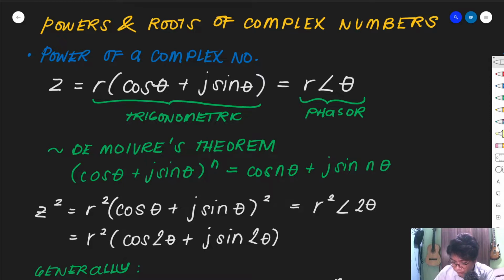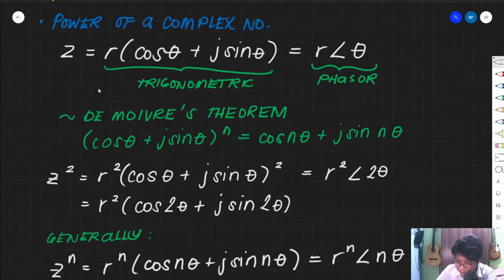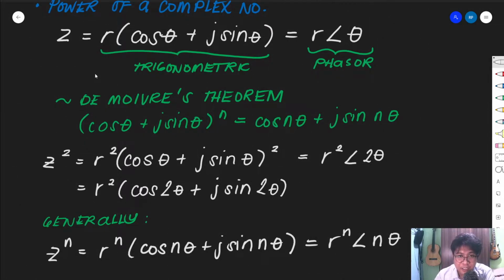So, our trigonometric form is r times cosine theta plus j sin theta, where theta represents the angle. And for the phasor form, the equivalent is r angle theta.